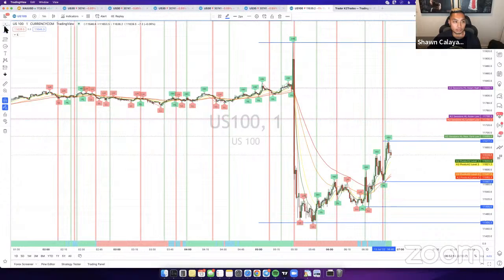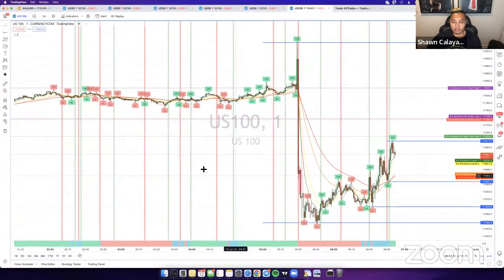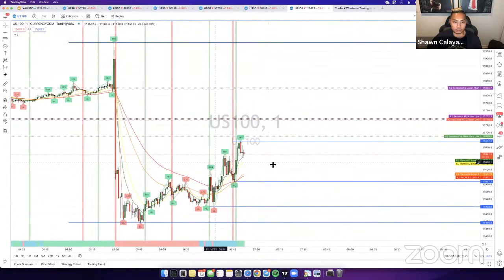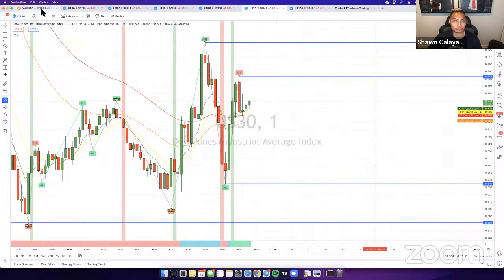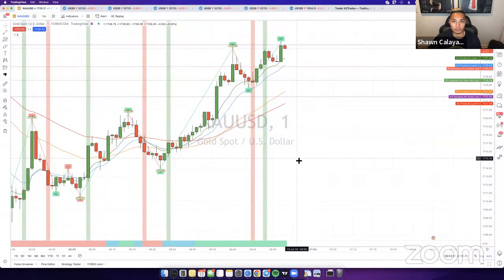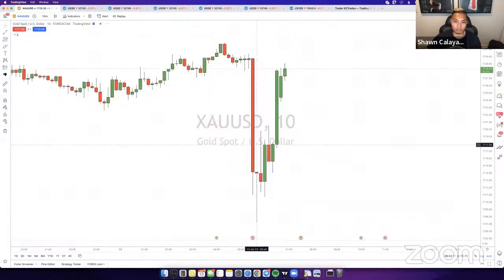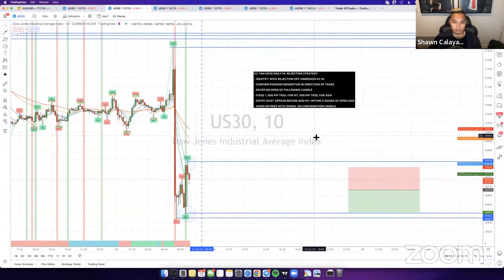All right, so NASDAQ is just as messy as US30 over here. Going back to the 1 minute, nothing here. Going back to gold, nothing here either. Go back on the 10 minute, nothing there. And nothing here either. Still looking for a sell here.